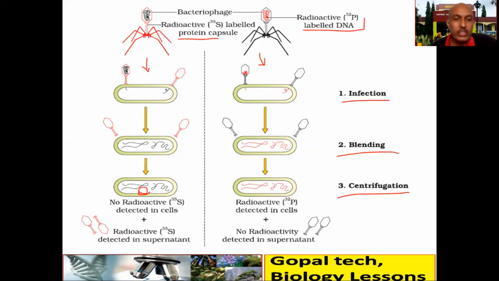But the radioactivity S35 is detected in the supernatant, that is the upper part. Here radioactive P32 is detected in cells because DNA is entered, and here DNA is labeled with P32. Here DNA is not labeled with P32; protein is labeled with S35. So protein did not enter. DNA is entered inside the cell. Therefore more radioactivity is found inside the cell, and no radioactivity is detected in the supernatant. So in the supernatant it is protein and inside the cell it is DNA. So therefore in bacteriophage the genetic material is DNA, not protein.